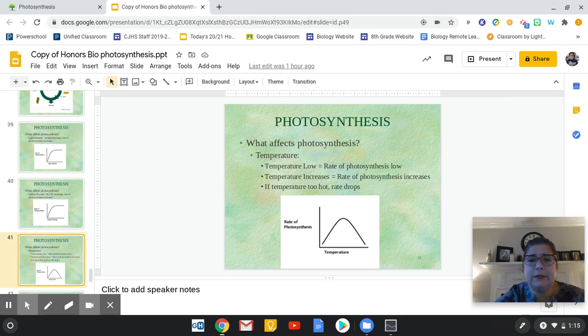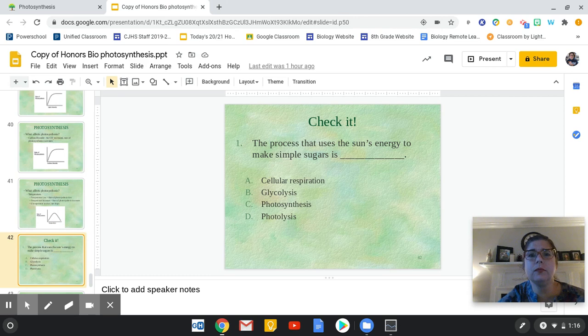Temperature. If you have a low temperature, experiments have shown that photosynthesis is low. If temperature increases, rate increases. However, if it's too hot, it drops. A lot of that has to do with evaporation, the water, and the stomata opening and closing. When you're in AP, you look at leaf disc labs and try out some of these variables.